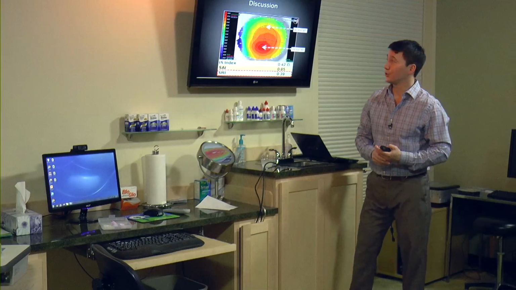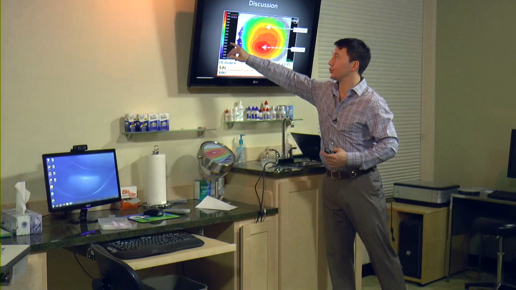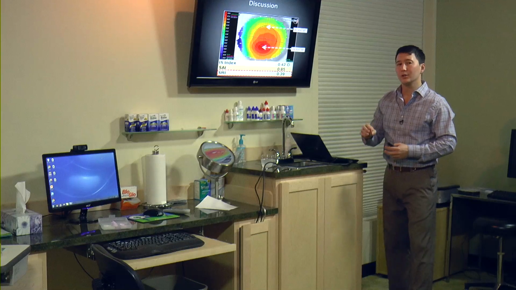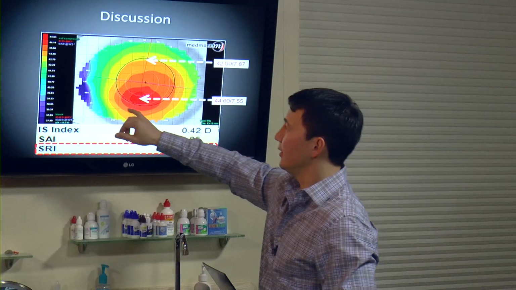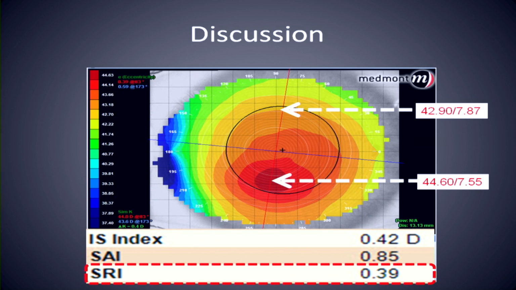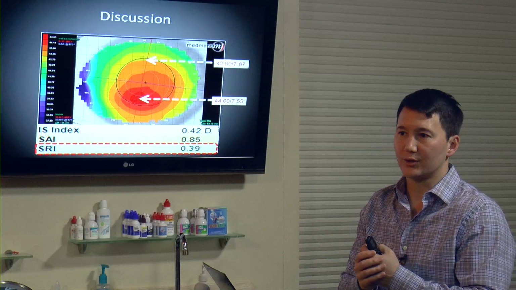Now one thing that we do at the school that is one of the quickest and easiest ways is just look at the scale range here. If you set your topographer to something called a normalized scale, meaning the scale starts with the flattest it can read on the topography, making that the lowest number that it can find, and then making the steepest, the hottest color, the steepest it can find. So you see the full distribution of power on the axial map. And this patient goes from 37 diopters to 44. So if I've done my math right, there's 7 diopters of power distributed across this eye.